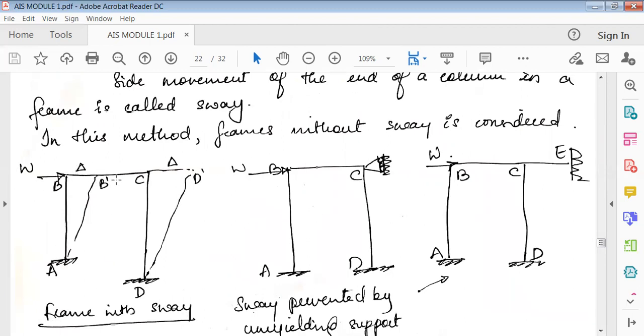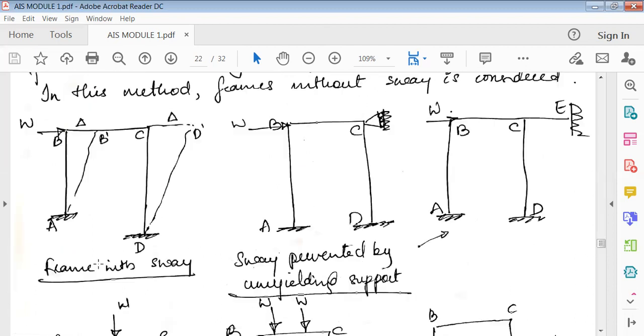You can see here how much it is swaying, that is, how much the horizontal movement is. It is nothing but delta. This is the initial position, and this dotted line is the final position. Initially it is A, B, C, D. When you apply load, B becomes B dash and C becomes C dash. That means it is changing its position. So it is swaying, it is bending, it is having a lateral movement. So this is a frame with sway, a frame with lateral movement.